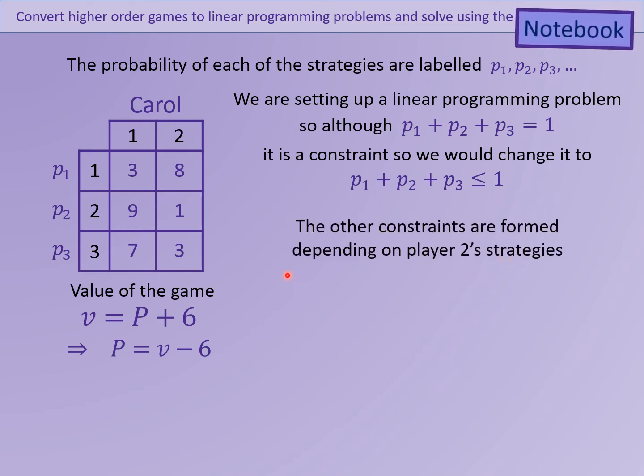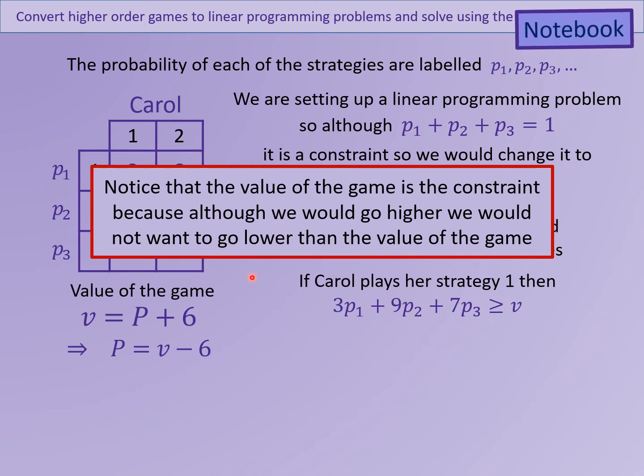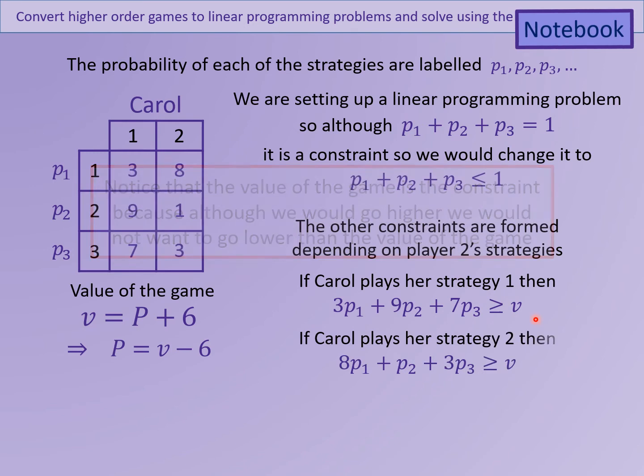Right, so the other constraints we got can be found using the same technique that we found before. We think about what Carol can do. Now, if we think Carol plays her strategy 1, what would we win? So if Carol plays her strategy 1, we could just say the value of the game is always going to be greater, never lower than the value of the game. All right, so you wouldn't want it to be lower than V.